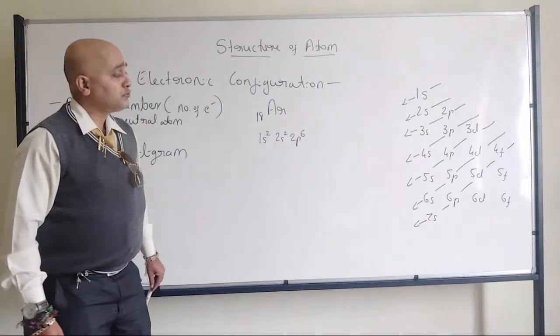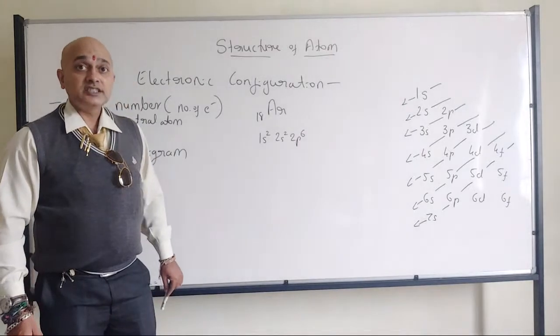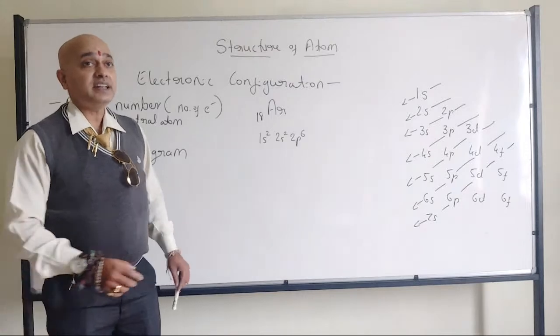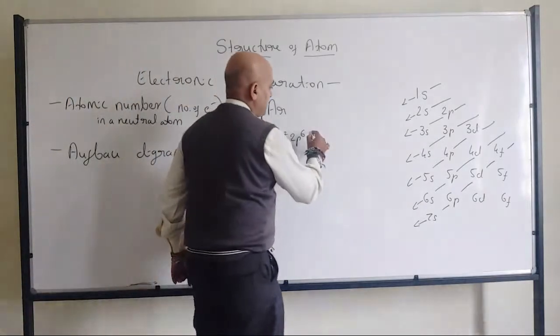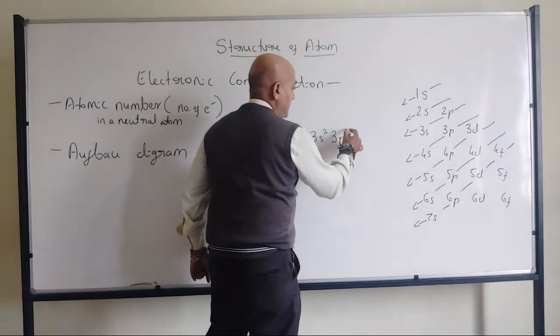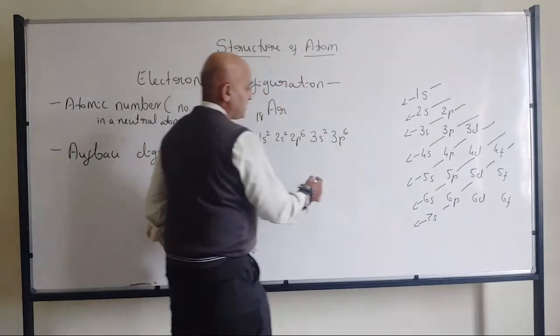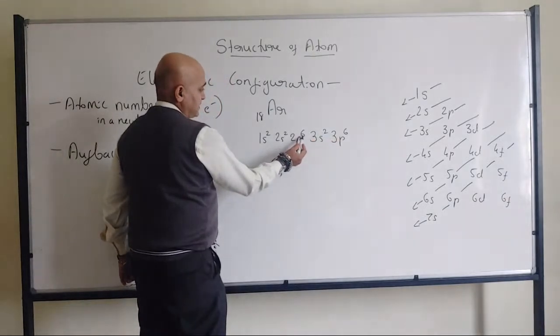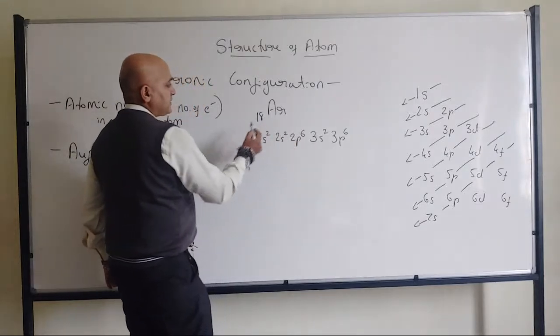So 1s2, 2s2, 2p6. Still how many electrons do we have to write? The rest, 8 electrons, we have to write. Some of you have written absolutely correct. So that is 3s2, 3p6. So 6 plus 2, 8. 8 plus 10, how much will it be? 18.